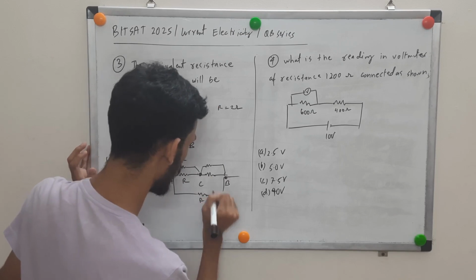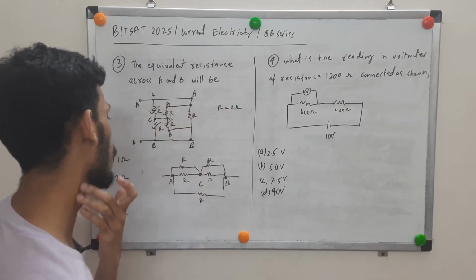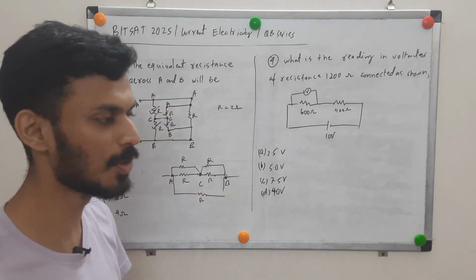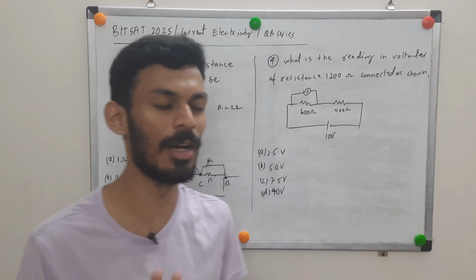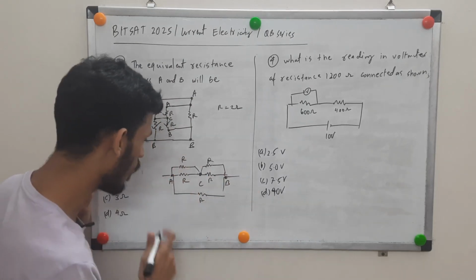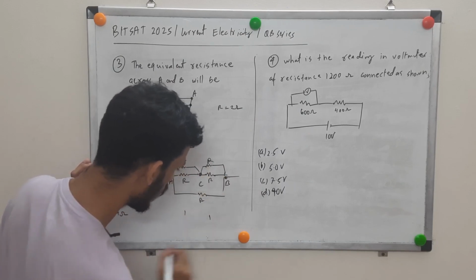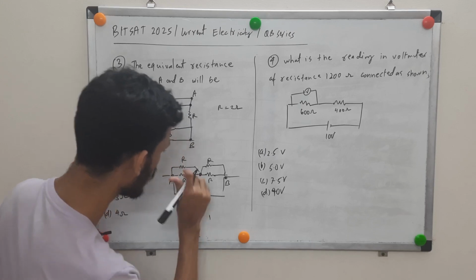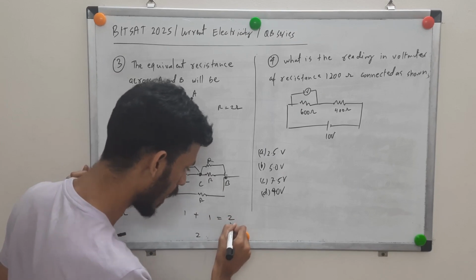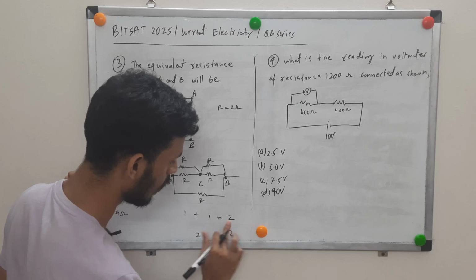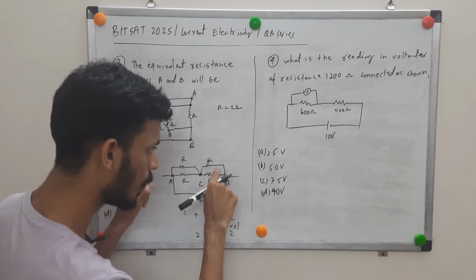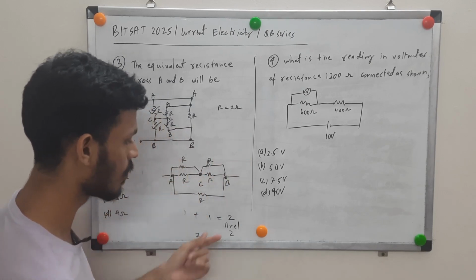Each one has value R, where R is 2. Now R and R in parallel, so 2 and 2 in parallel will be 1. If you have R and R in parallel, basically it becomes half. So this will become 1, this will become 1, and we have 2 in parallel. This 1 and 1 are in series, so this will be 1 plus 1, 2, and again you have this in parallel with 2. So 2, 2, 1, add them because they are in series, so that is 2.